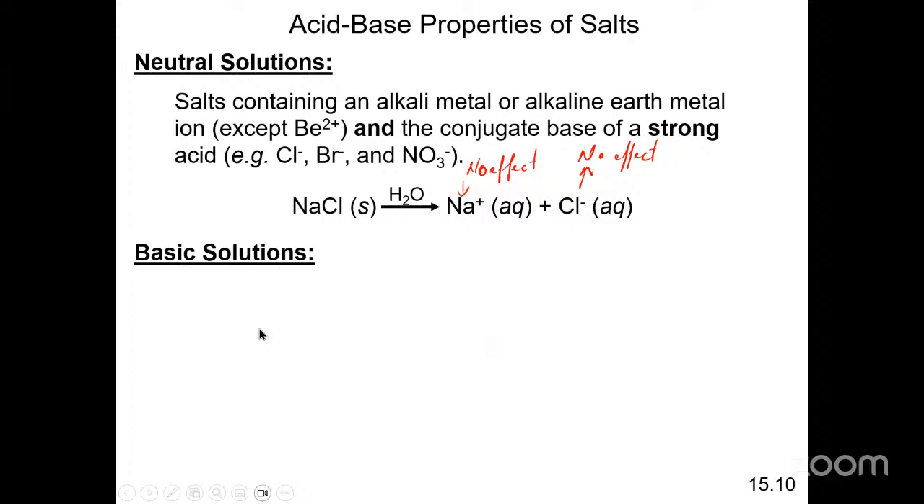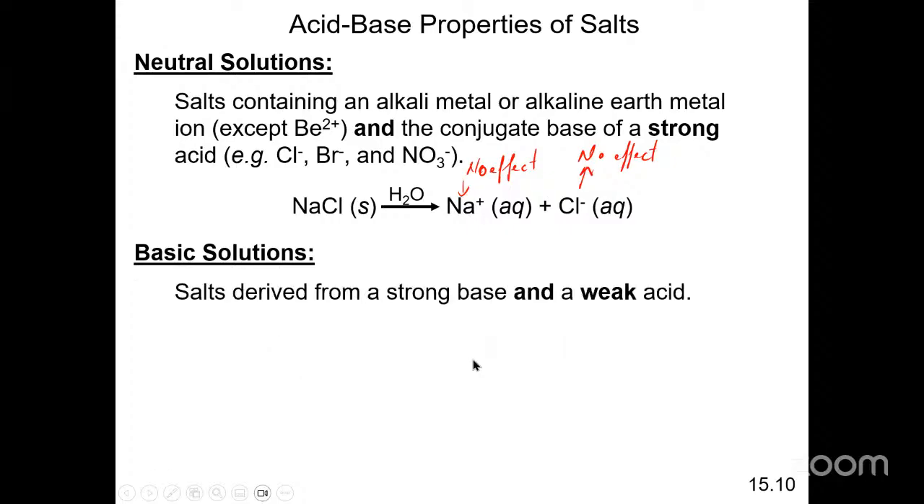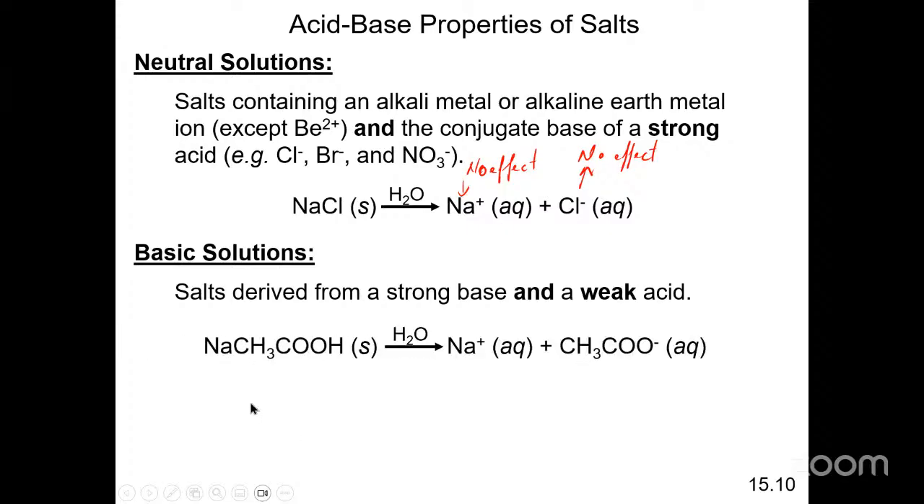Now, for basic solutions, these are formed when the salt that is added to the water comes from a strong base and a weak acid, all right? So an example of this would be sodium acetate, and there's an error here. Please make a note of this. There should be no H here. So that's the sodium acetate.